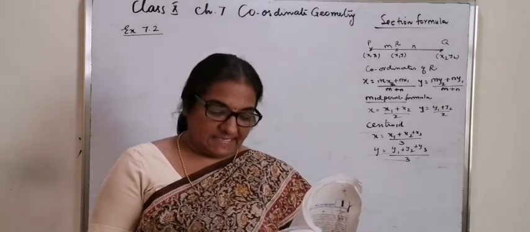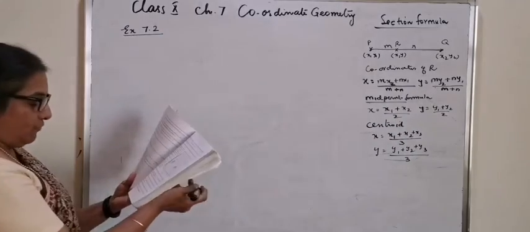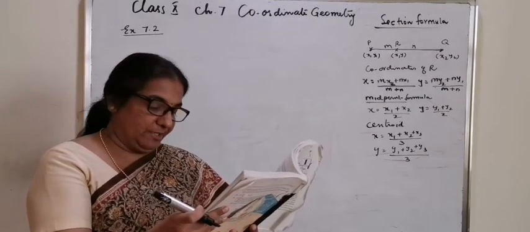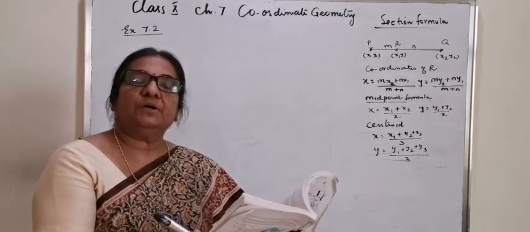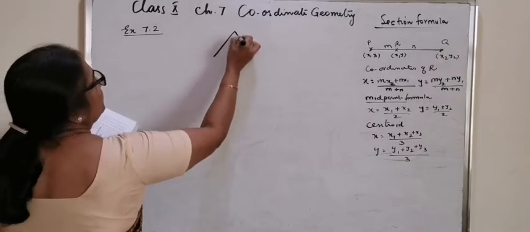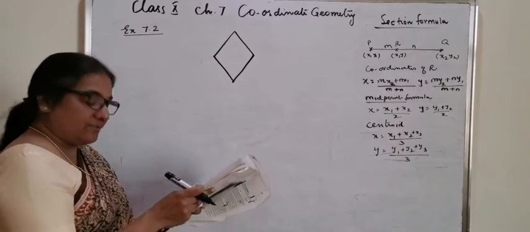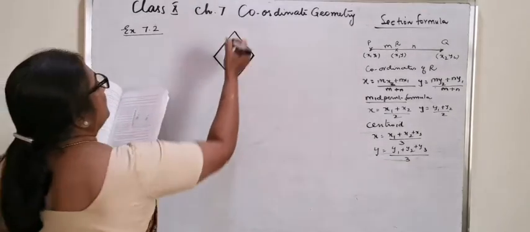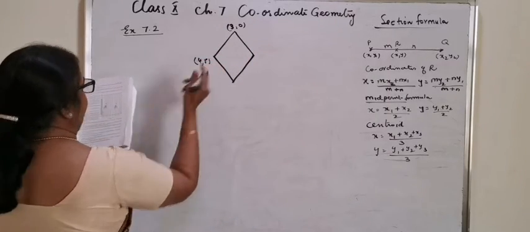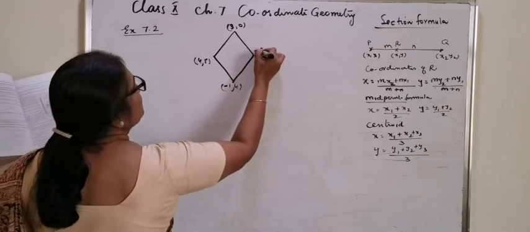The last question in the exercise. Find the area of a rhombus if its vertices are 3, 0, 4, 5, minus 1, 4 and minus 2, minus 1 taken in order. Hint is given as area of a rhombus is equal to half into product of the diagonals. Normally we draw the rhombus in this shape to make it very clear that the diagonals bisect at right angles. The vertices are 3, 0 and then 4, 5, minus 1, 4 and minus 2, minus 1.